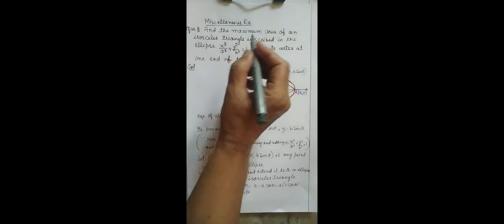Now my answer should be to find the maximum area of an isosceles triangle. So I have to find the maximum area. For finding the maximum area, what I will do is, this was my area function originally. Now I will put the value of theta as 2 pi by 3 in this area function.